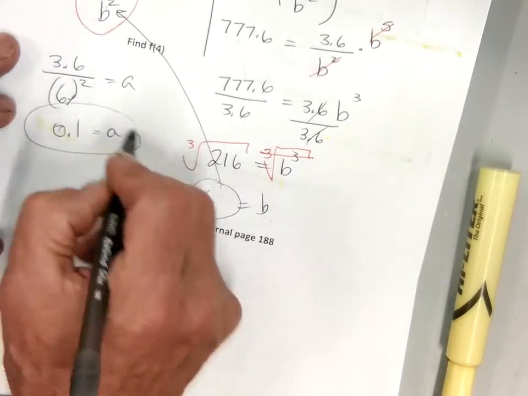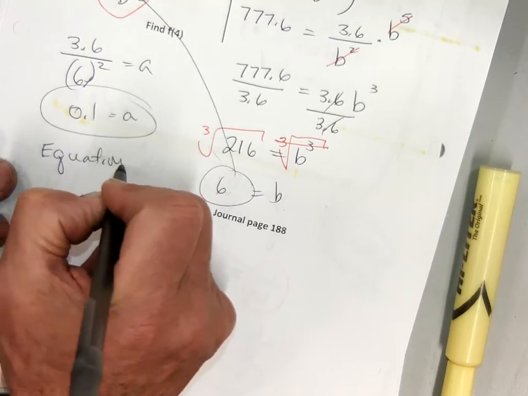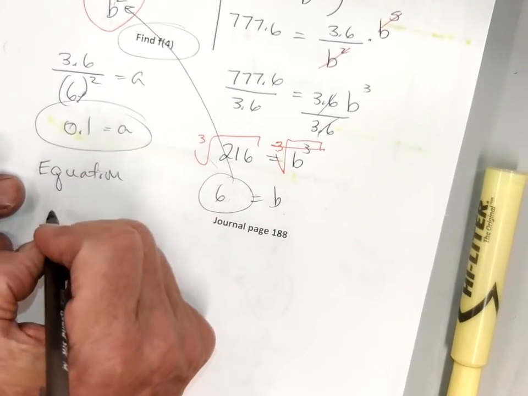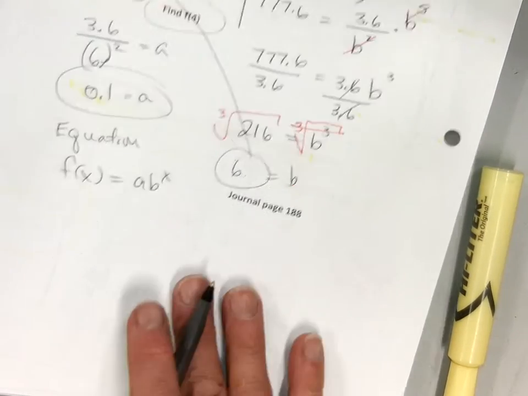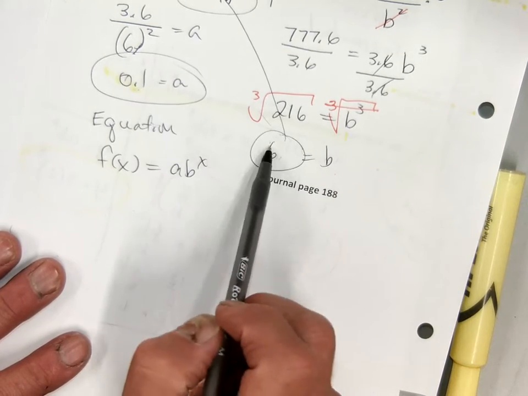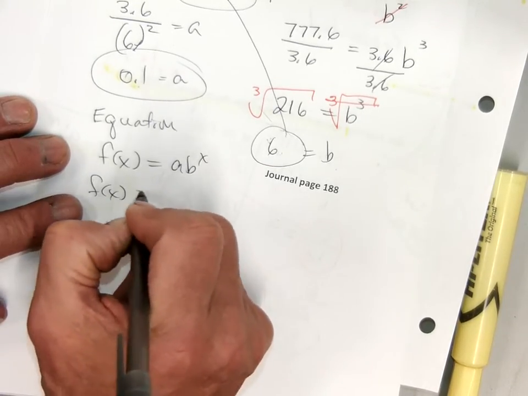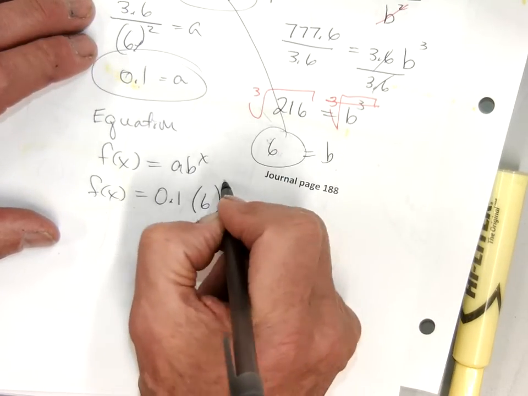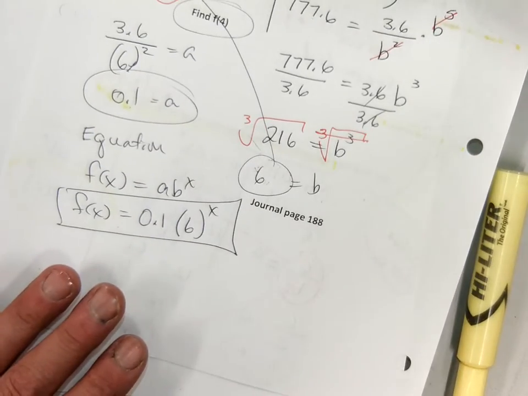All right, now I've got a, I've got b. I can write my equation. So I'm going to write my f of x, or my y equals ab to the x. But I know a is 0.1, and I know b. So I'm going to put those two values in for a and b. f of x is equal to a, which is 0.1, times b, which is 6, to the x power. There's my equation. Ta-da! Awesome. Almost done.